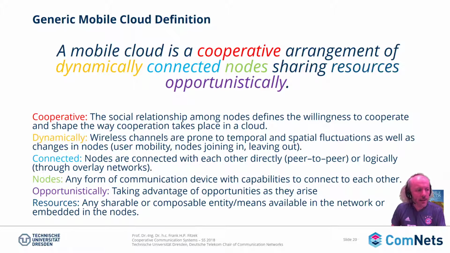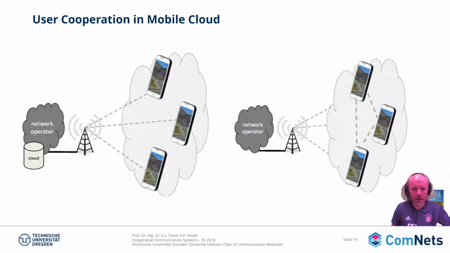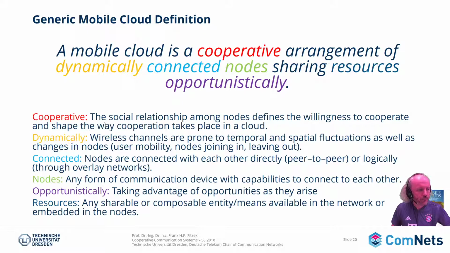Then we say connected. Then we say nodes are connected with each other directly. This is peer-to-peer, or logically through overlay networks. This is what you saw here, right? Directly or overlay. And a node can be anything, any form of communication device with capabilities to connect to each other. Could be a sensor network, could be a mobile device, could be both of them. As long as they can talk to each other, you can do something here.